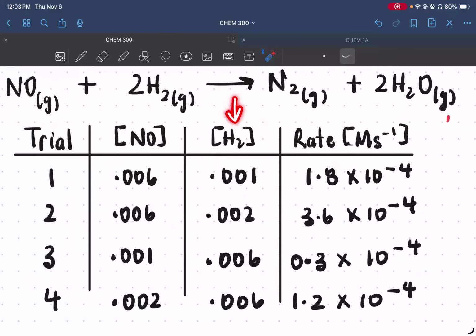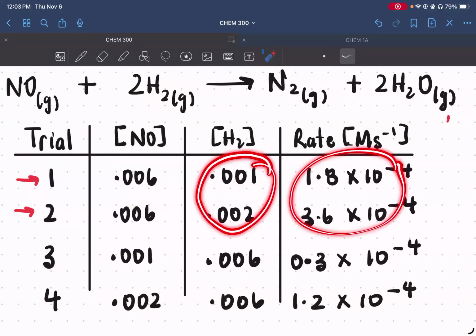So we want to investigate what the order of the reaction is with respect to H2. We need to pick 2 trials where H2 changes, but NO does not. As you take a quick scan through these trials, trials 1 and 2 should jump out at you. We can see that H2 does in fact change, and the NO stays constant. The reason why we pick these 2 trials is any change in rate has to be because of the change in H2.